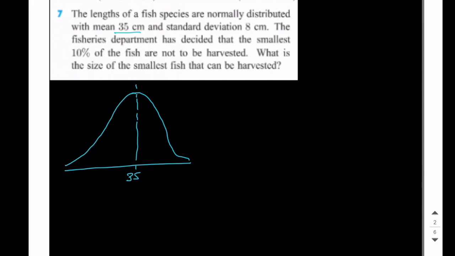Okay, for the next one, we're gonna do a picture. This is our graph, and let's see what we have. We have that the mean is 35, standard deviation is 8, so let's write this down. So x is normally distributed with 35 and 8.